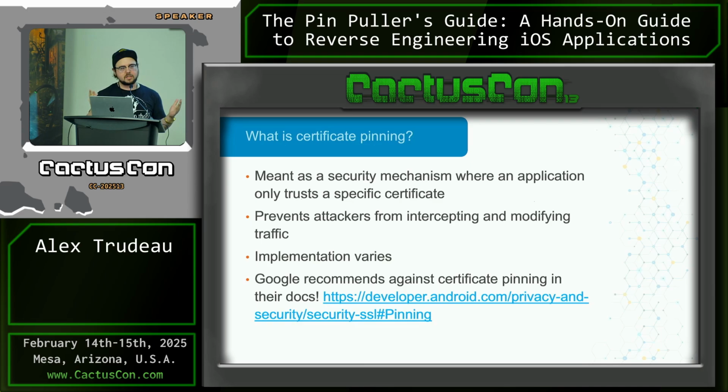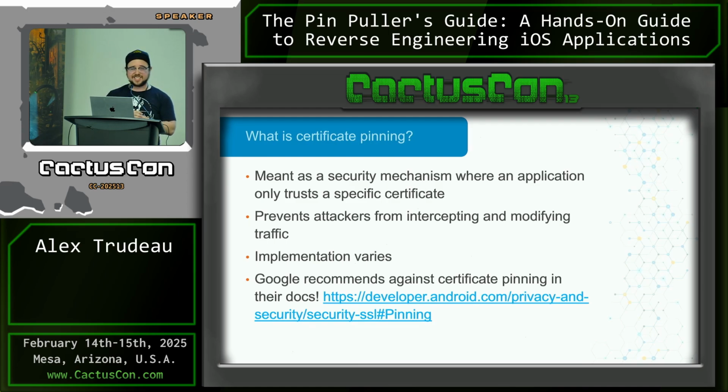Implementation varies. You could have a pretty simple certificate pinning implementation that's trivial to bypass, and we'll look at that later. But then you can have a little bit more complex implementations that might require a little bit more reversing. Google actually recommends against certificate pinning in their docs, which I have linked there. The reason why they do this is because when a certificate expires, you are unable to use the application. Pushing out a new update for an app costs money, time, and it's just a pain.